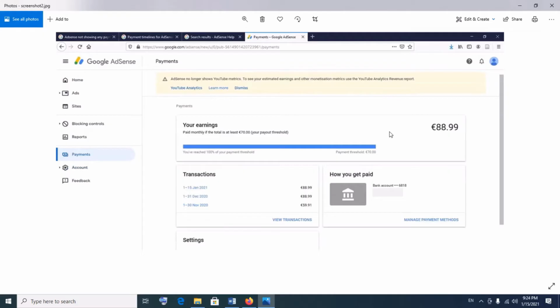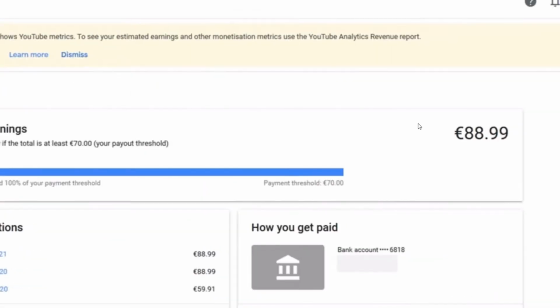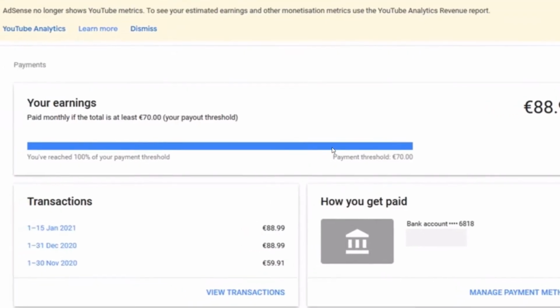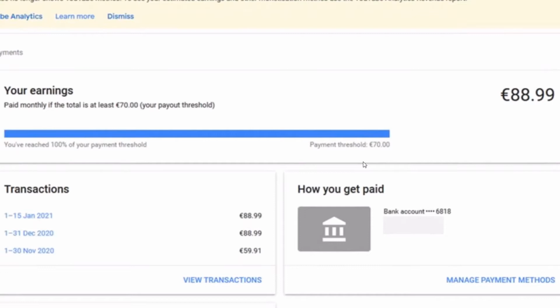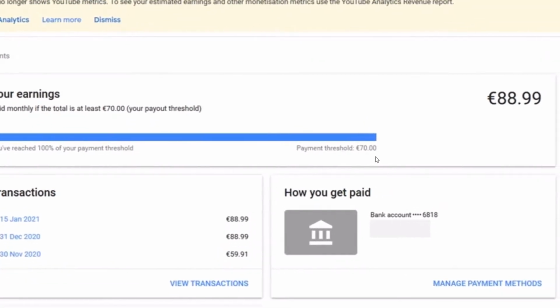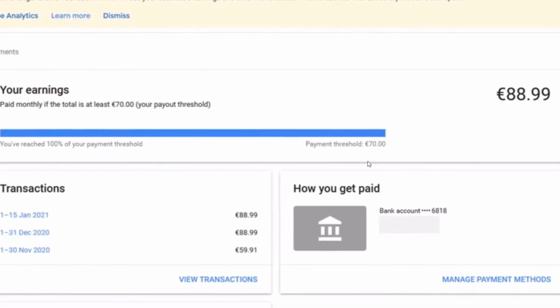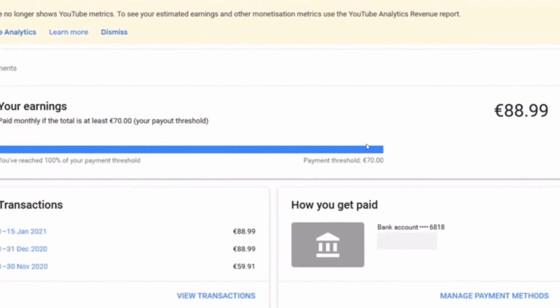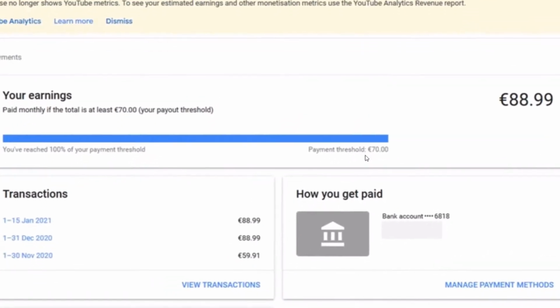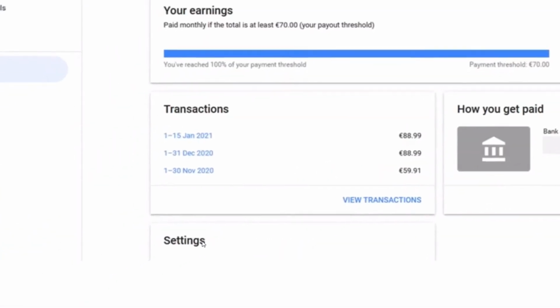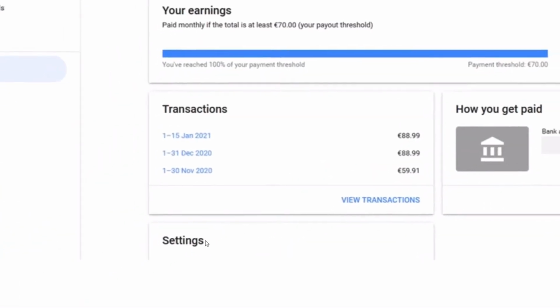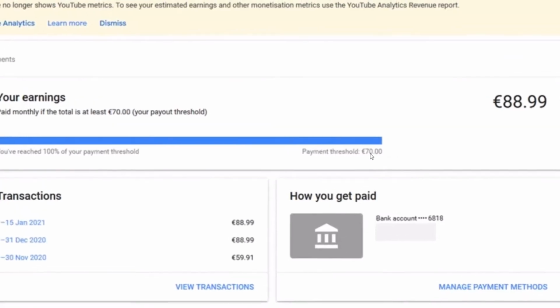Now the next question is, when you finally reach the maximum threshold, when are you supposed to expect the 70 euros, or whichever amount that you have set for yourself? As I explained to you, this is the default threshold. I just maintain it to be 70 euros, but I could have increased it to any amount by clicking on settings right below here, but I maintain it at 70.